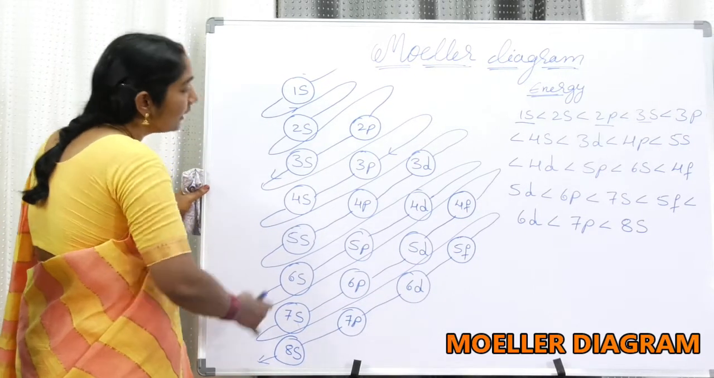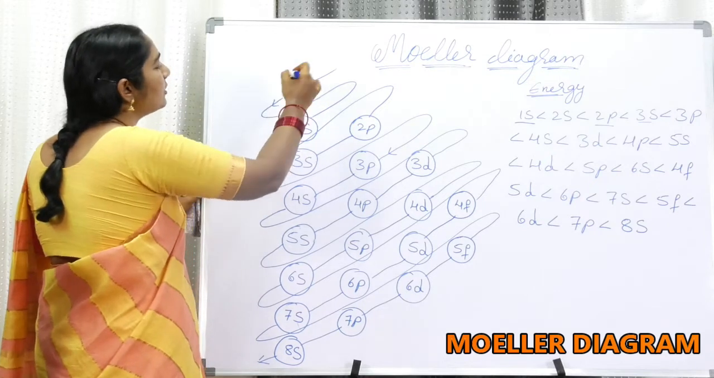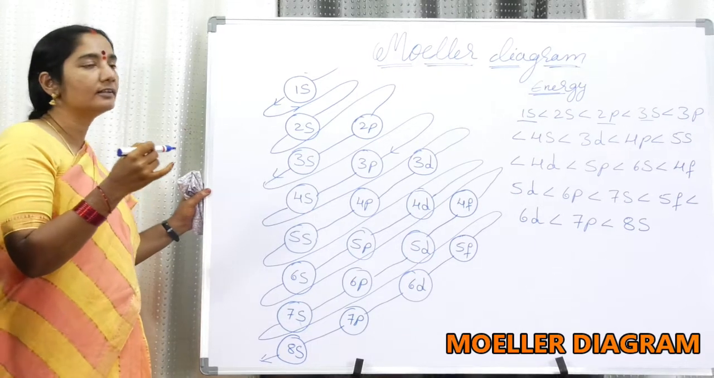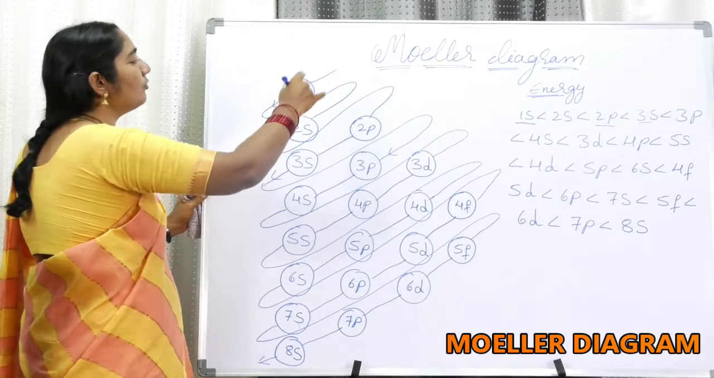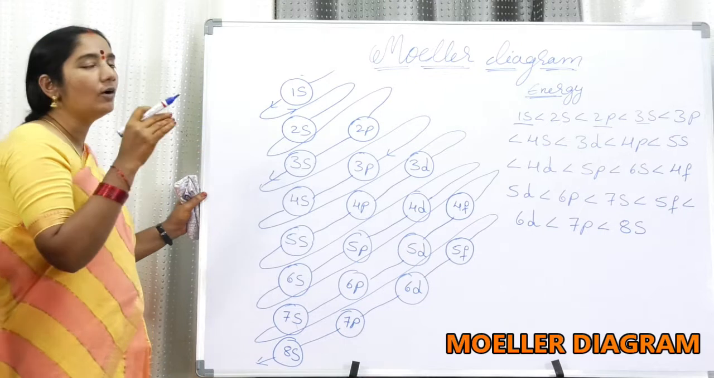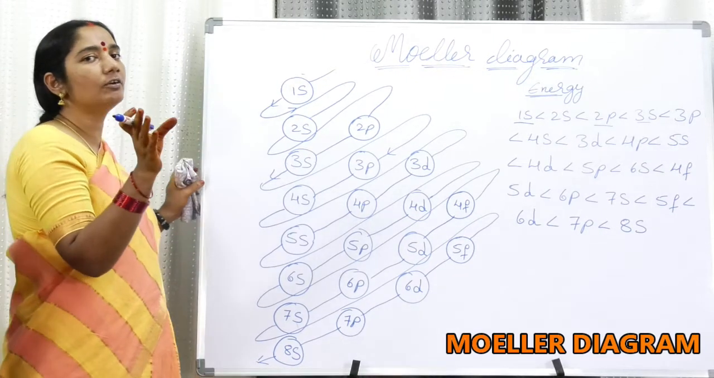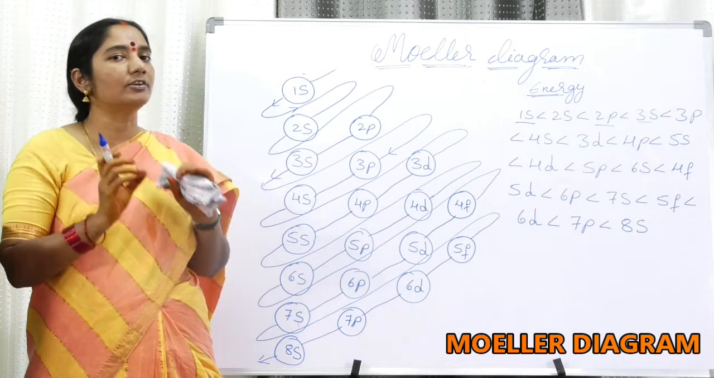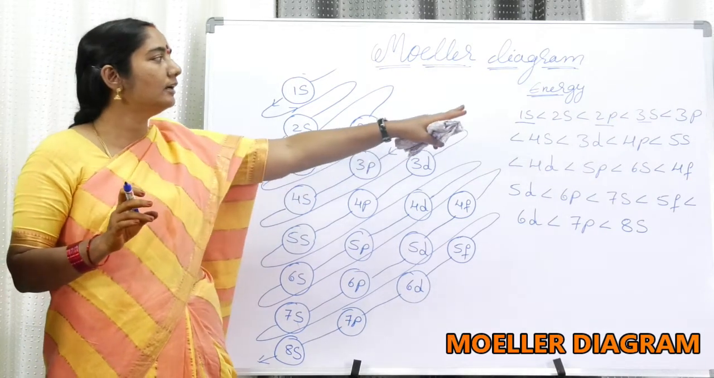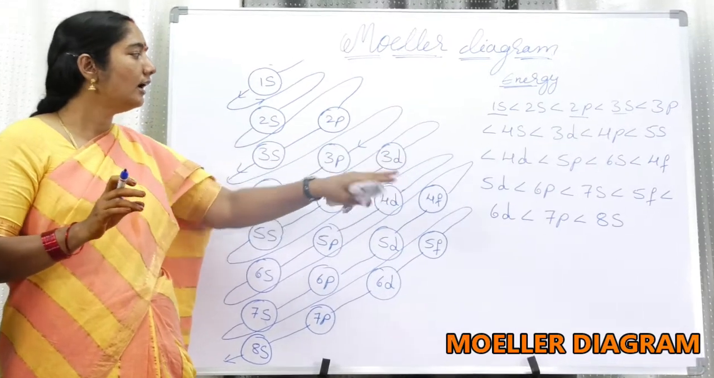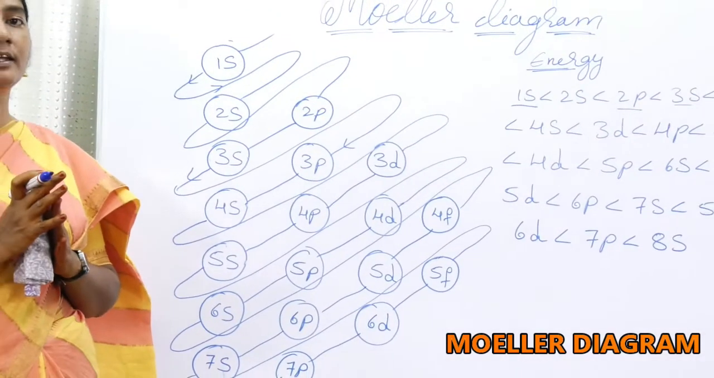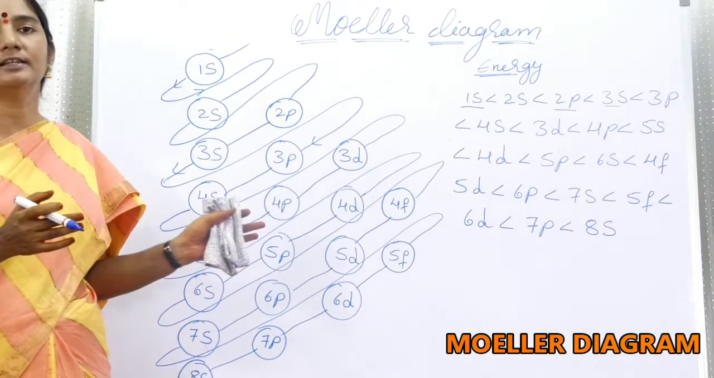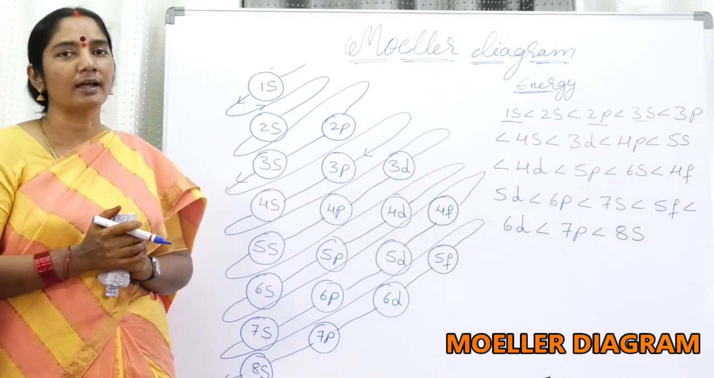In this way, when we are writing an electronic configuration, my dear friends, this is the order that we are going to follow. Because we always try to fill up the electrons in such a way that the electron takes the least energy, and this is giving the ascending order of the energy. I think now you understood the Moeller diagram. You can just draw it once. You can very easily draw this diagram. Please try to learn it by heart. Thank you.